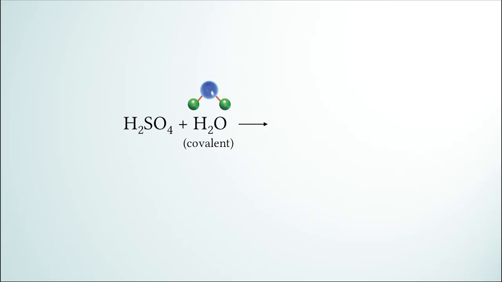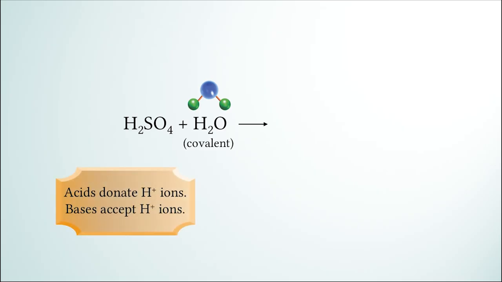Well, to predict the products of this reaction, you just need to remember the definition of an acid and a base, and you're good to go. Acids donate hydrogen plus ions, and bases accept them. So for a covalent compound to accept a hydrogen plus ion, we need to first look at what is going on with its Lewis structure.